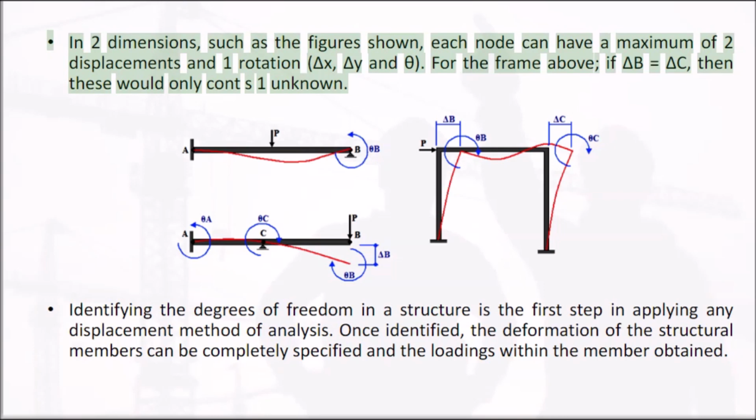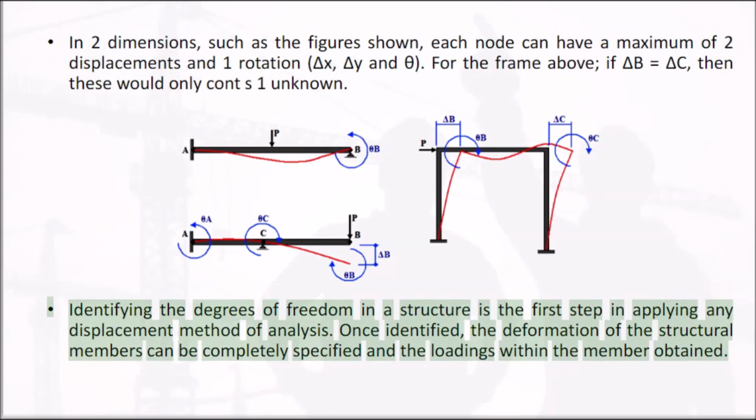In 2 dimensions, such as the figures shown, each node can have a maximum of 2 displacements and 1 rotation, delta x, delta y, and theta. For the frame above, if delta B equals delta C, then these would only count as one unknown. Identifying the degrees of freedom in a structure is the first step in applying any displacement method of analysis. Once identified, the deformation of the structural members can be completely specified and the loadings within the member obtained.